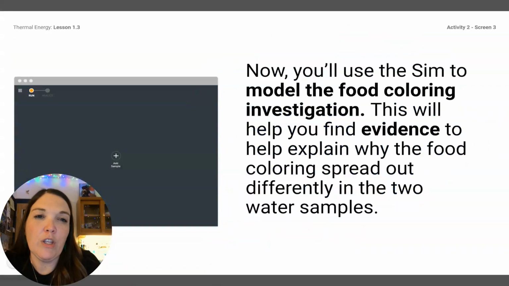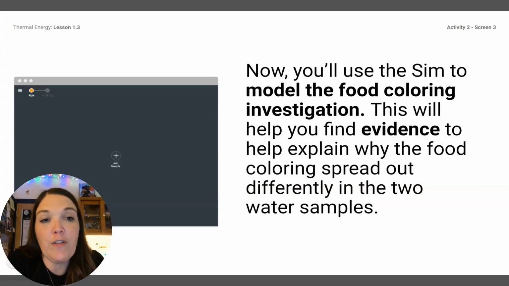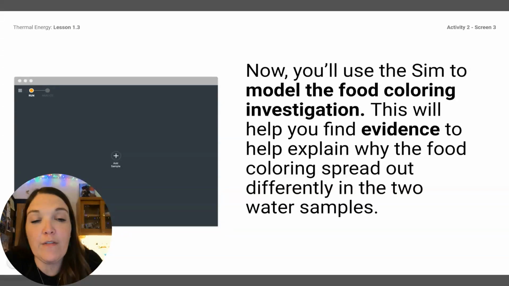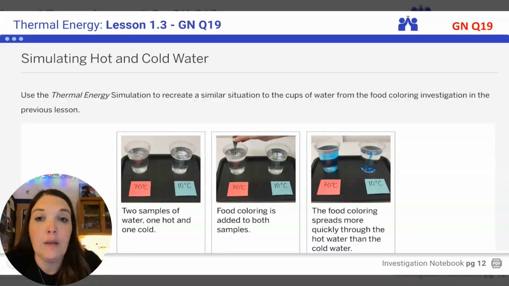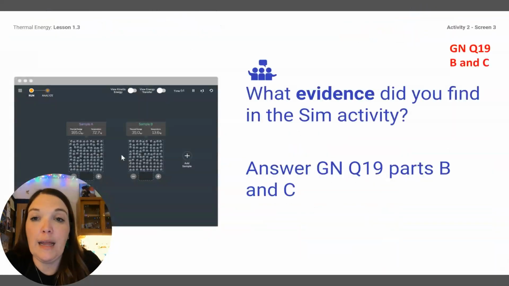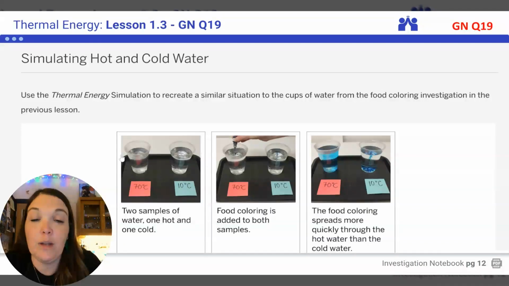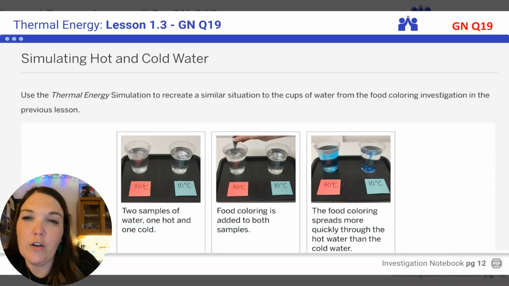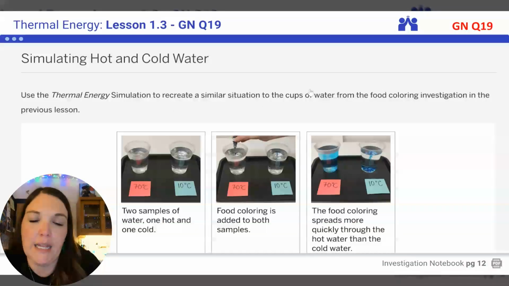Now we'll use the sim to model the food coloring investigation. This will help you find evidence to help explain why the food coloring spread out differently in the two water samples. So here's simulating hot and cold water. You're going to use the thermal energy simulation to recreate a similar situation to the cups of water from the food coloring investigation in the previous lesson.